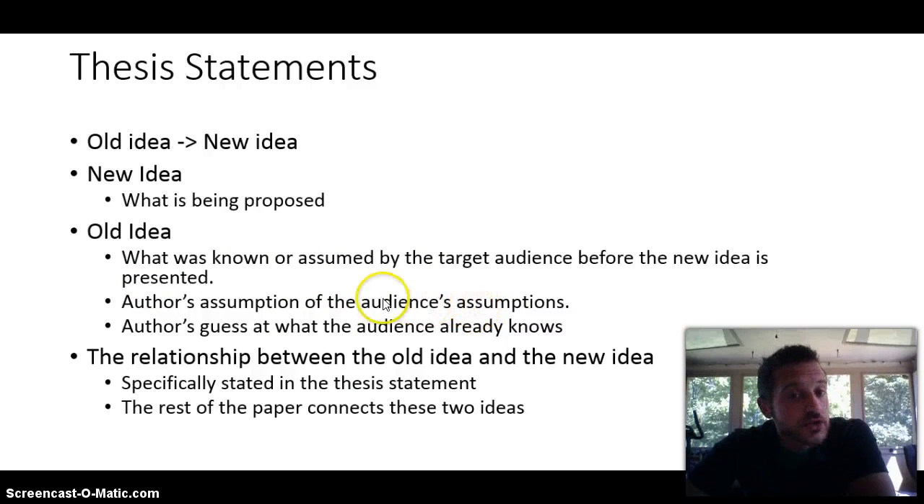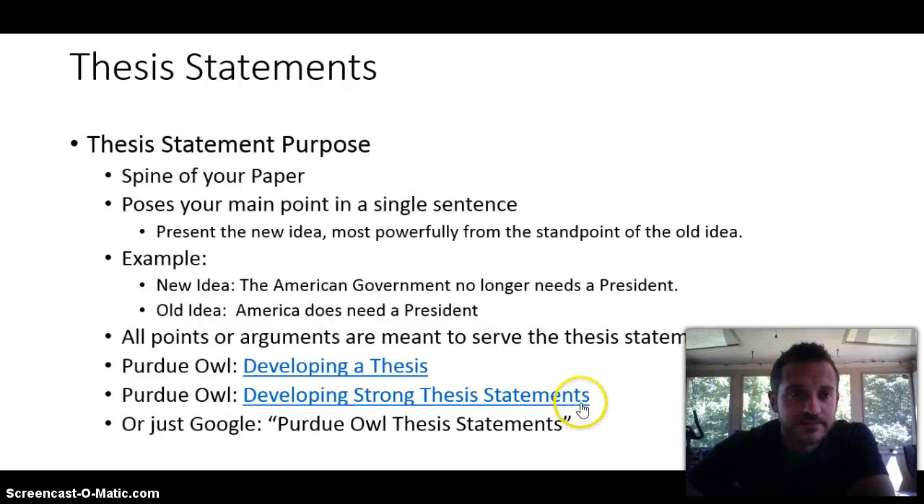Say you're picking an obscure writer to do your research paper on. We might not know anything about that writer. So you might have to assume that we don't know much about it. And then your thesis statement should actually be constructed in that it provides the relationship between the old idea and the new idea. I should have an example on the next slide. So it's specifically stated in the thesis statement, and the rest of the paper is structured to connect these two ideas.